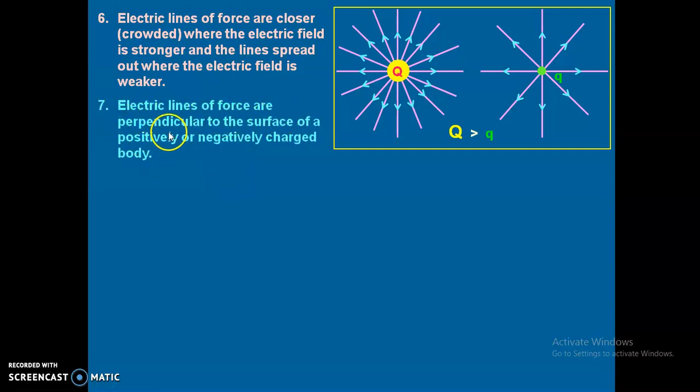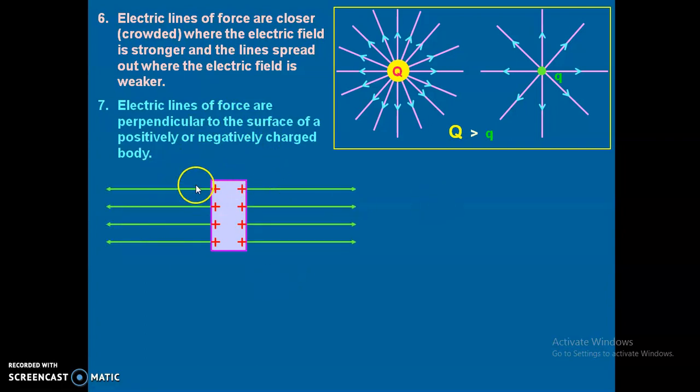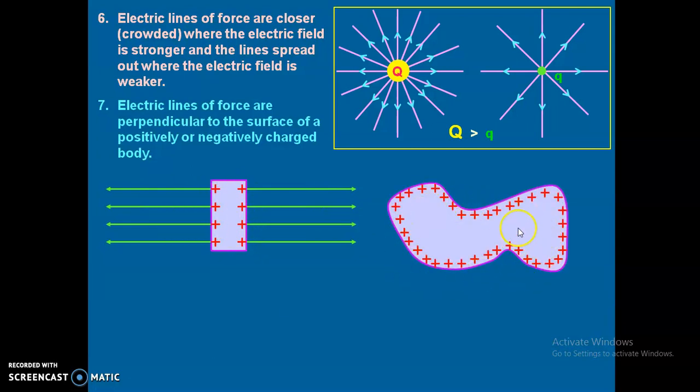Seventh, electric lines of force are perpendicular to the surface of a positively or negatively charged body. If a charged body is positively or negatively charged, then electric field lines are always perpendicular to the surface of that charged body, like this. You can see the electric field lines are perpendicular to this positively charged body. This is also another positively charged body, not with a uniform structure, but at every particular point they will be perpendicular to the surface.